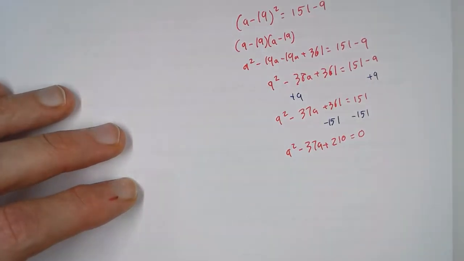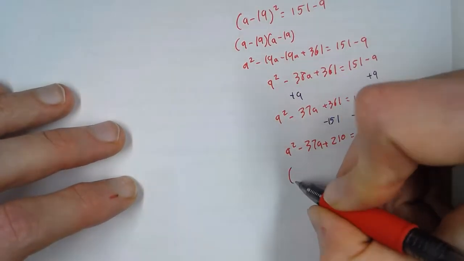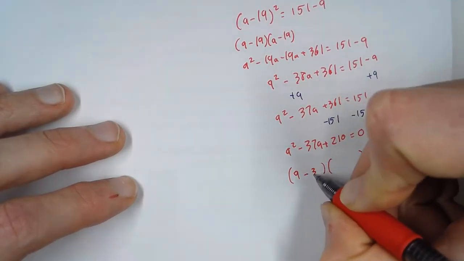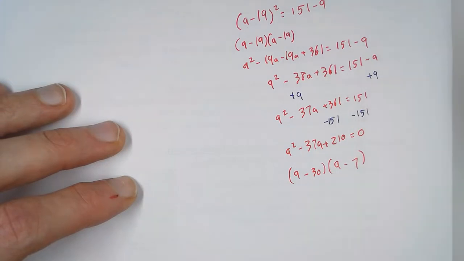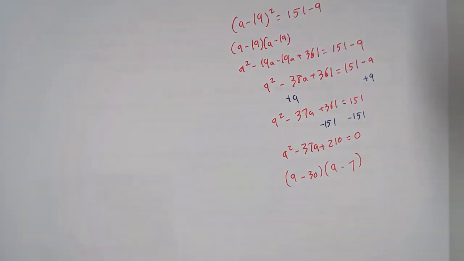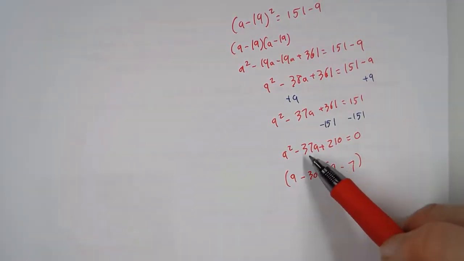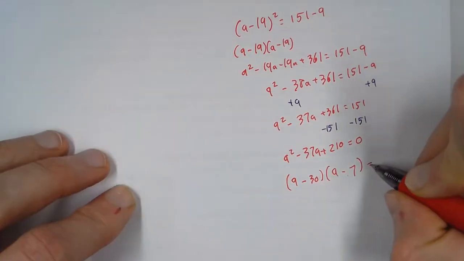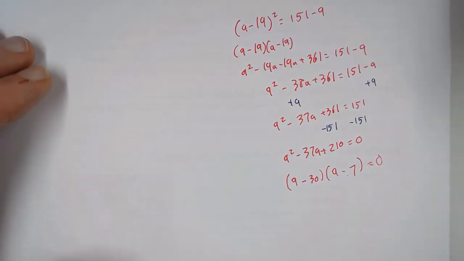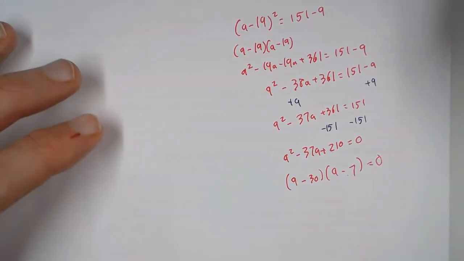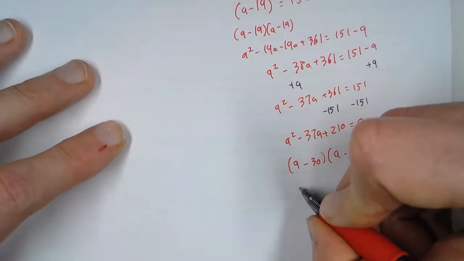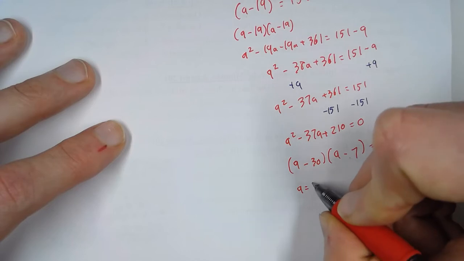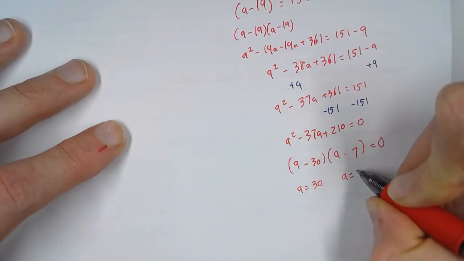Now this one we can factor. This factors into a minus 30 and a minus 7, because these two add up to 37 and these two multiply to 210. Okay, so what we end up with is two possible solutions. So we get a equal to 30 and a equal to 7.